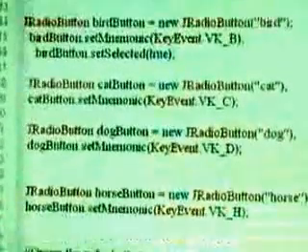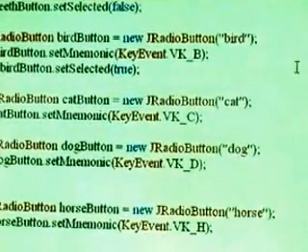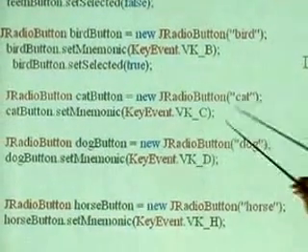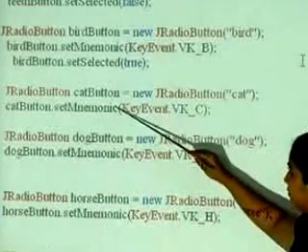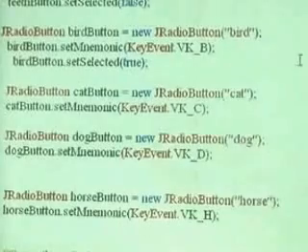Now again you have radio buttons. In AWT, we did not have a concept of radio button at all. We just had a check box and a check box group. Whereas in your Swing, you have your radio buttons. Okay, the first radio button, the bird button, I am selecting it as true.